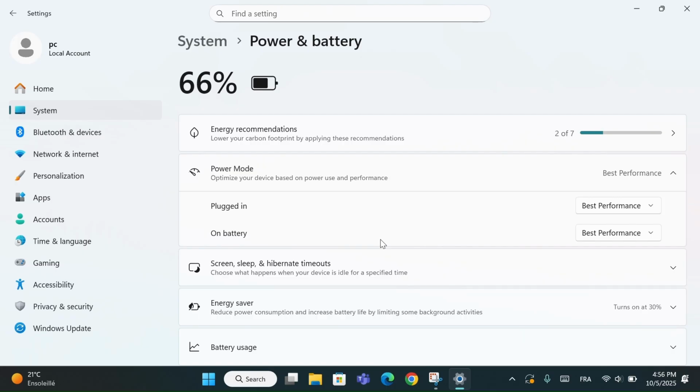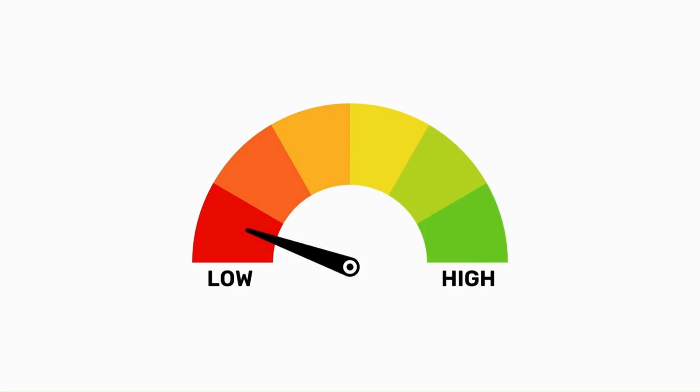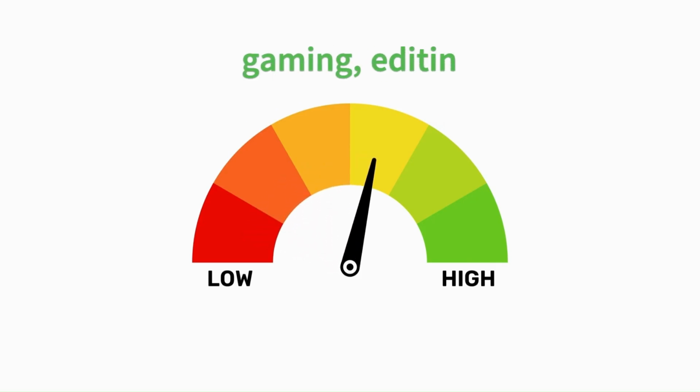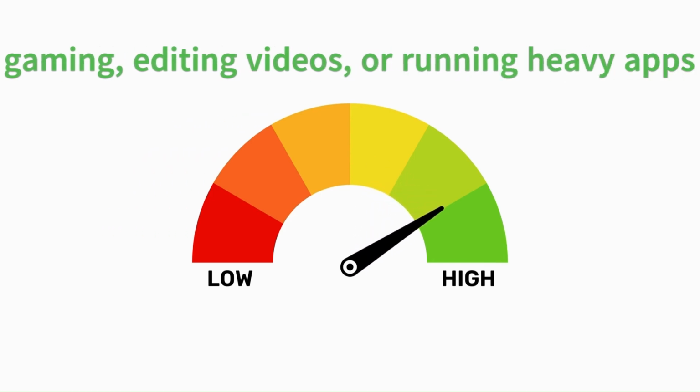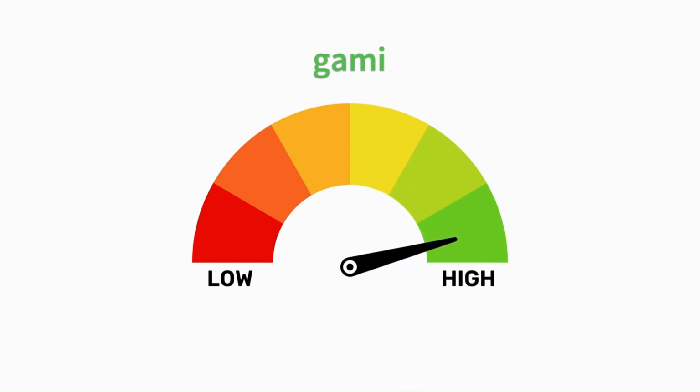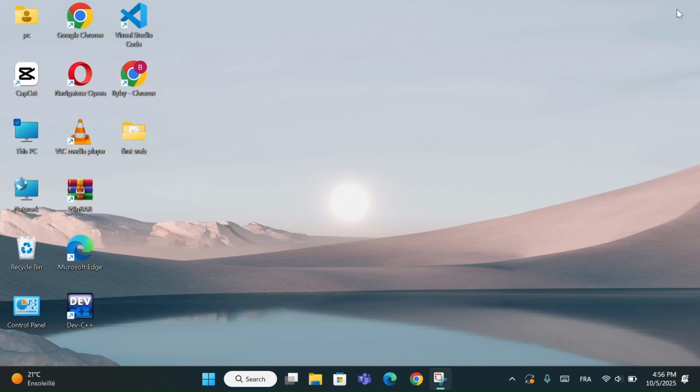Enabling high performance mode helps your PC use its full power for better speed and responsiveness. It makes Windows run smoother, especially when you're gaming, editing videos, or running heavy apps. But keep in mind, it can use more battery, so it's best when your laptop is plugged in.